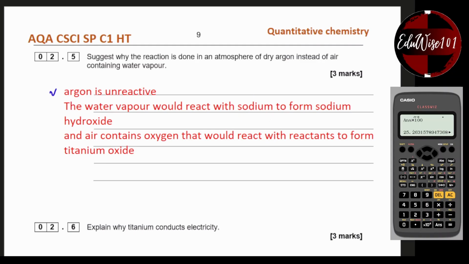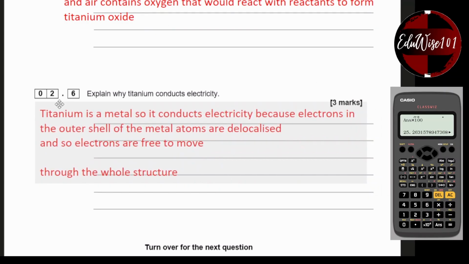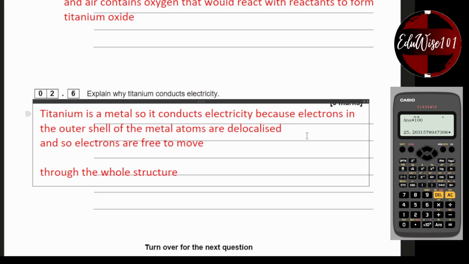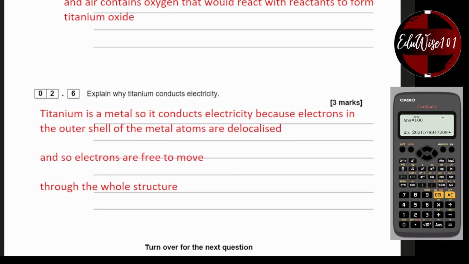Question 2.6. Explain why titanium conducts electricity. Well, titanium is a metal. Because it is a metal, it would contain delocalized electrons which are free to move through the whole structure. Answer: titanium is a metal, so it conducts electricity because electrons in the outer shell of the metal atoms are delocalized, and so electrons are free to move through the whole structure. So for the 3 marks, each of those points gives you 1 mark.